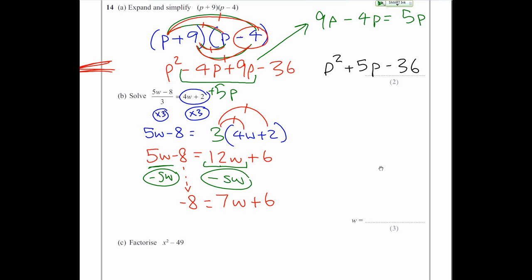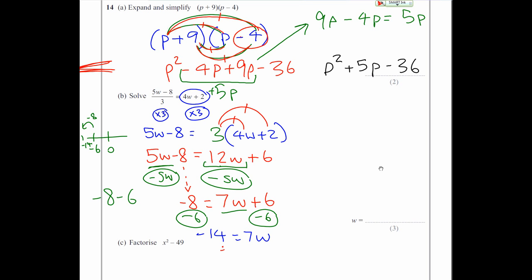Now we want our w's on our own, so let's get rid of that add 6, take away 6. Now you've got to do minus 8, take away 6 on the left hand side. You're on your number line, you're at minus 6, you take away 8 more, it's going to get you to minus 14. So calculator paper, just do it on your calculator if you're not sure. Okay, now we've got minus 14 equals 7w.